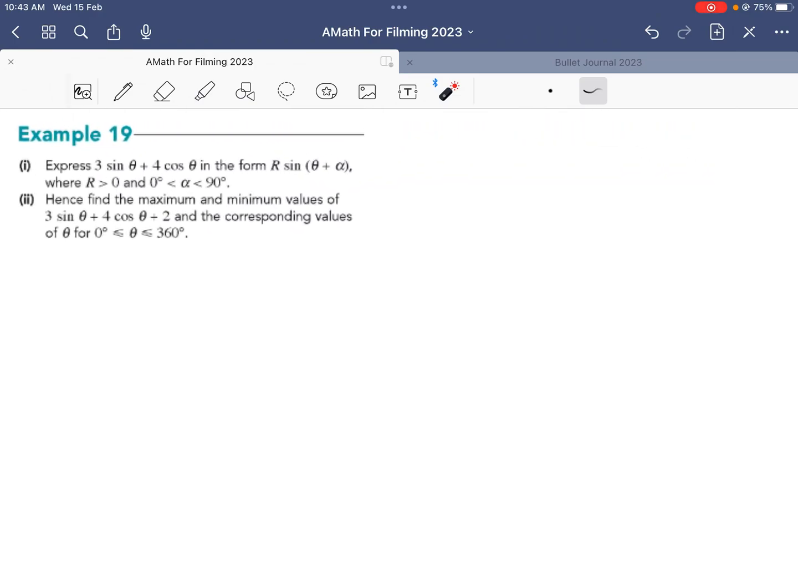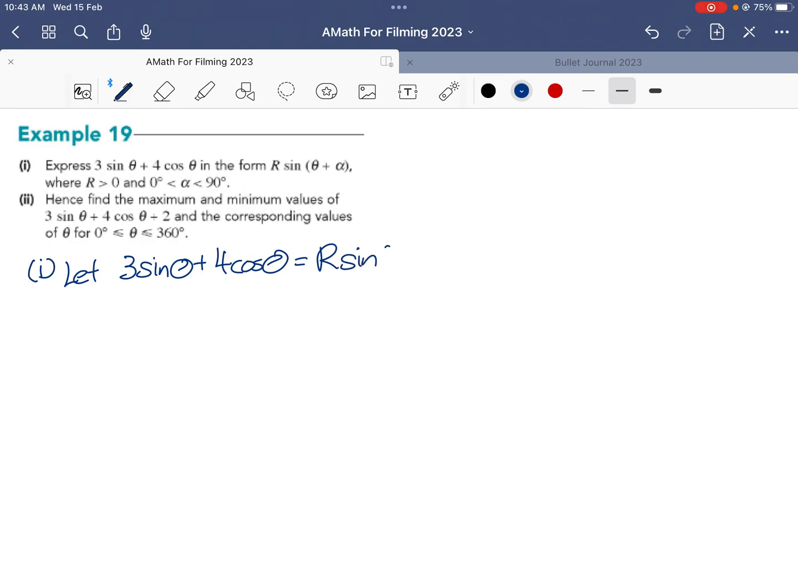Okay, example 19. Express 3 sine theta plus 4 cosine theta in R sine theta plus alpha form, and then find the maximum and minimum values. So now, same thing in part 1. What I'm going to do here is this. I will let 3 sine theta plus 4 cosine theta equal R sine theta plus alpha.